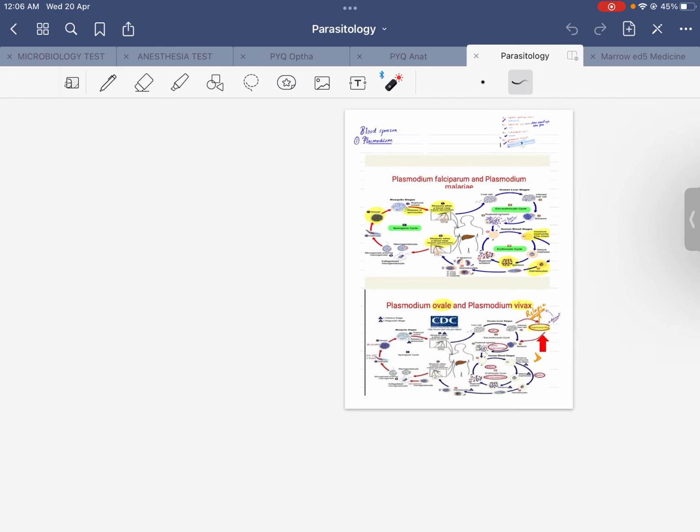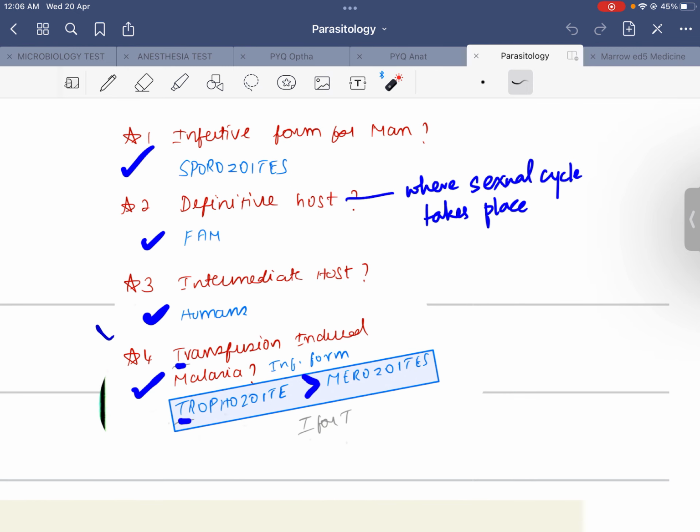Now some questions. What is the infective form for the man? That is sporozoites. Who's the definitive host? The female Anopheles mosquito. Intermediate host, humans. And transfusion induced malaria, that means by the blood, is caused because of the trophozoite.